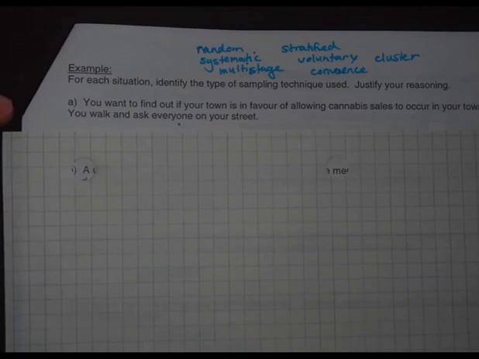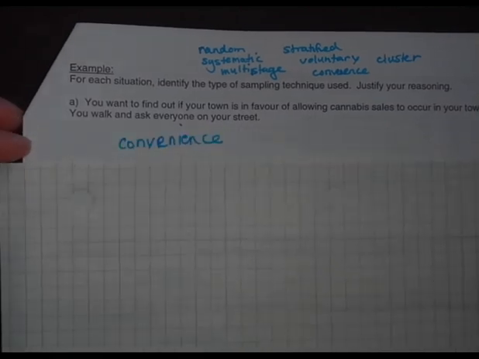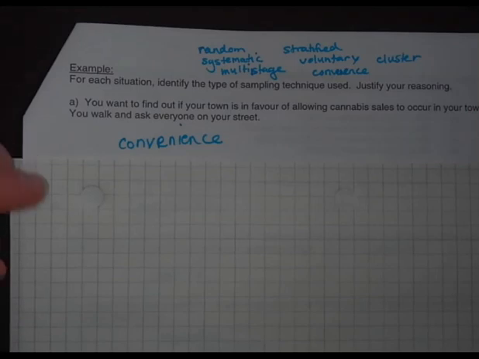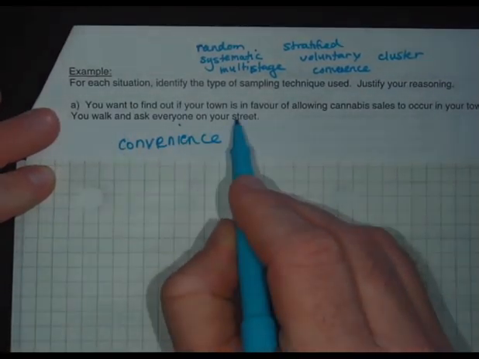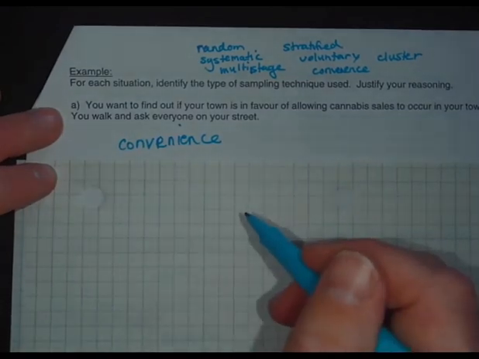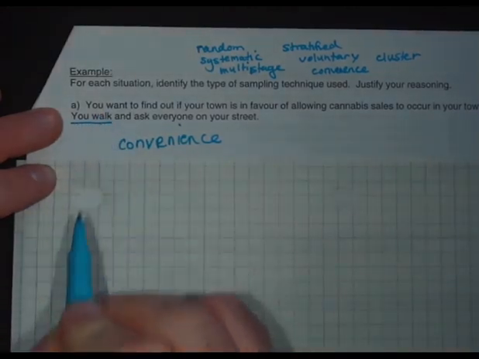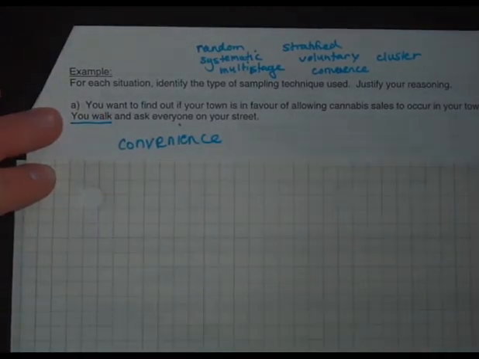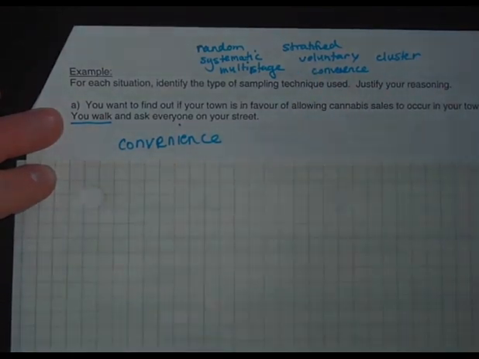So the first one, you want to find out if your town is in favor of allowing cannabis sales to occur in your town. You walk and ask everyone on your street. Most of it is convenience. The idea there is you are going out to apply the survey to people. All right, so I'm walking out to that. All right, so I'm convening the person taking the survey.